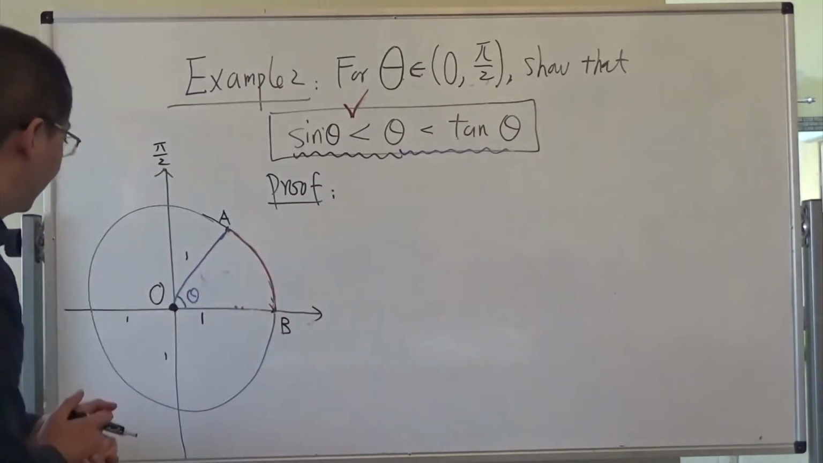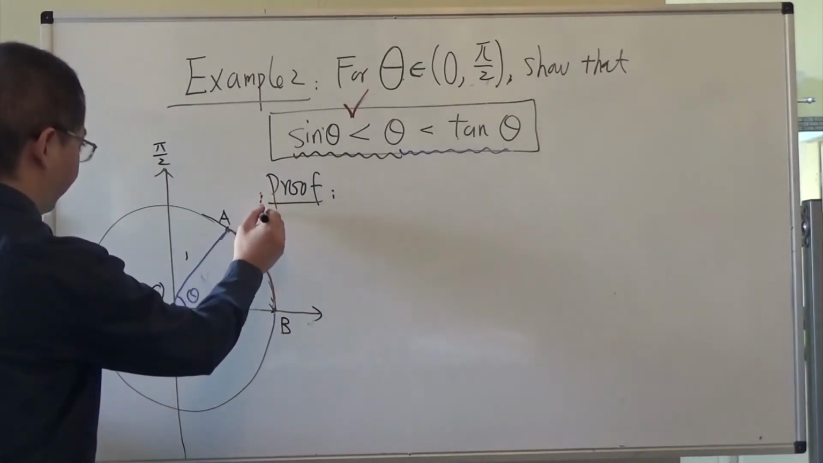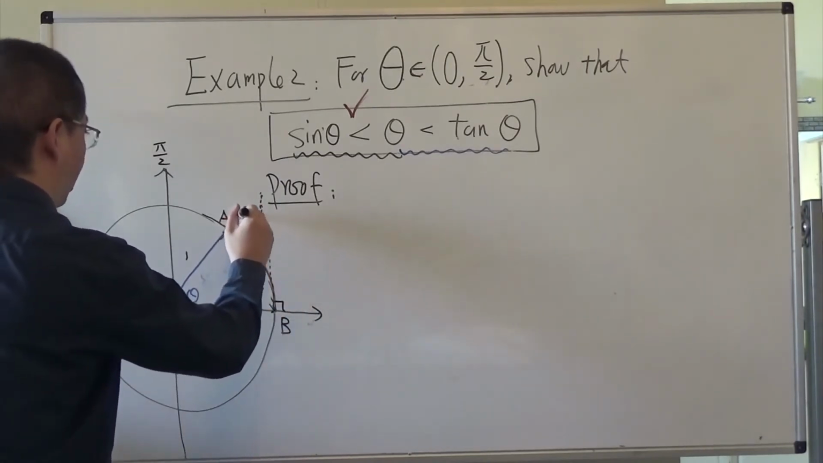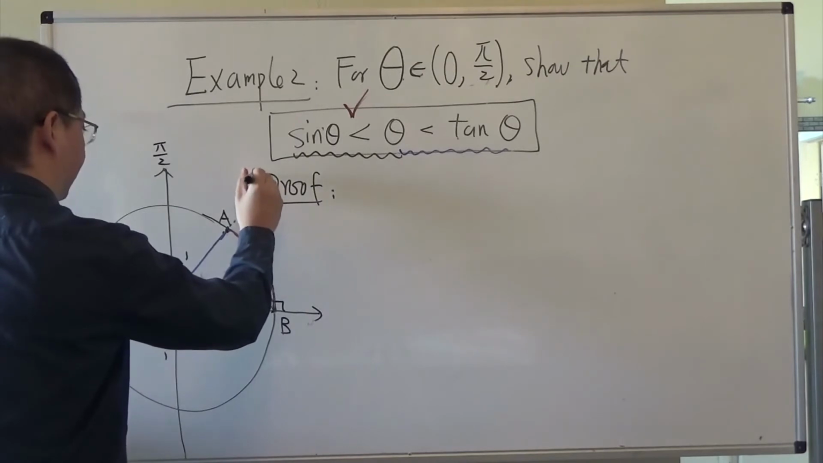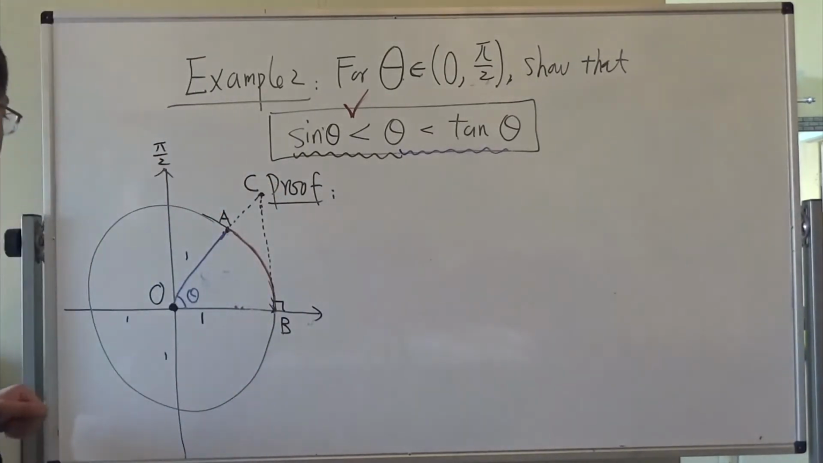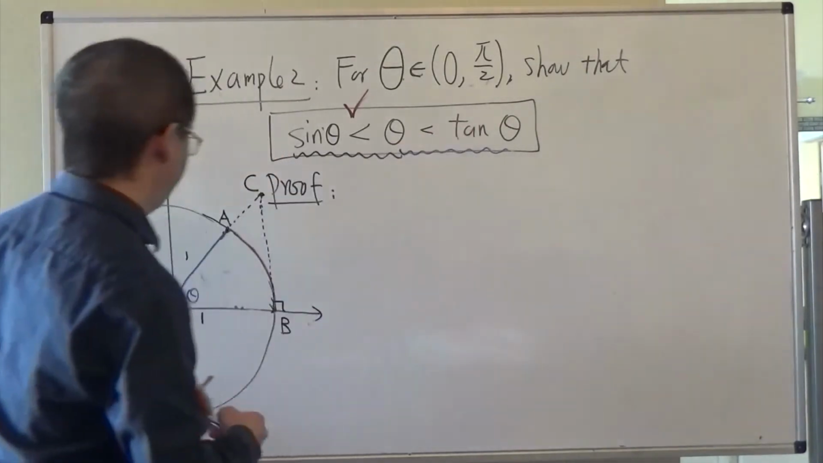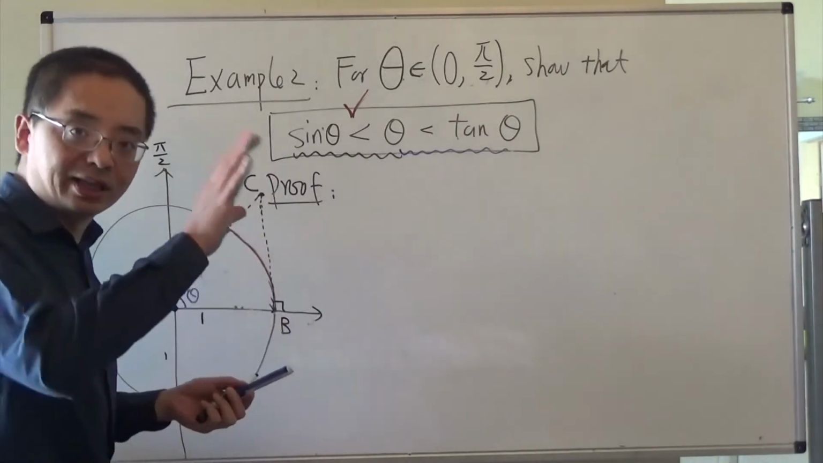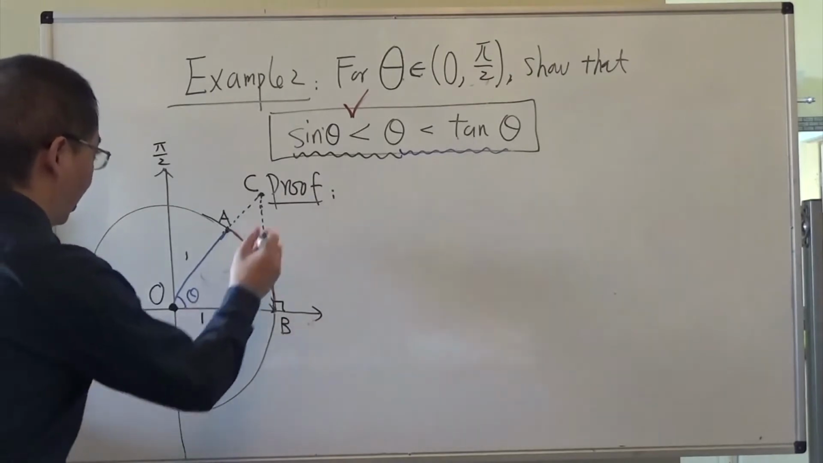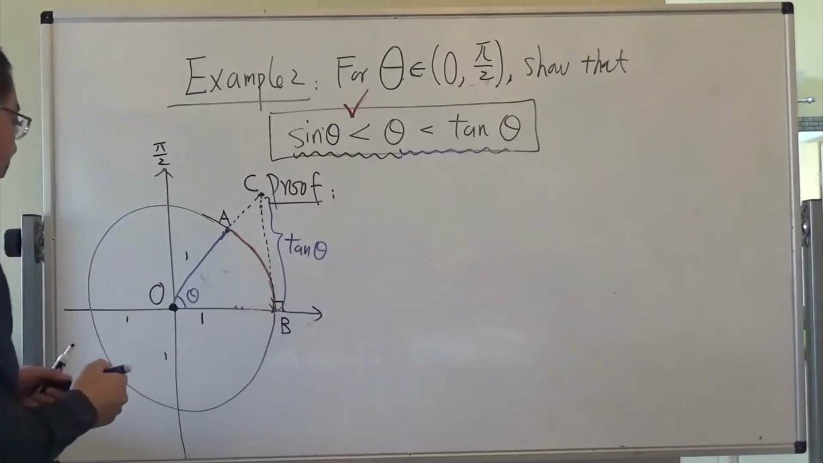Now let's go back to this unit circle. This time, let me draw a height from B perpendicular to OB, and extend OA so that it intersects it at a point we denote by C. By definition, tangent theta is the ratio between the opposite leg and the adjacent leg. So if the adjacent leg is 1, this one equals tangent theta.